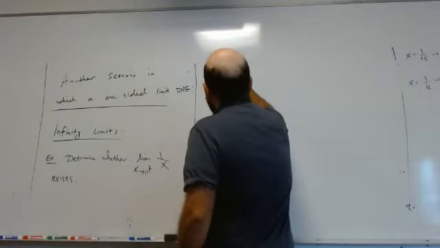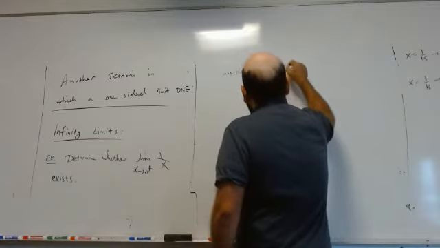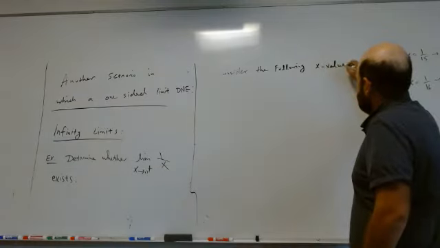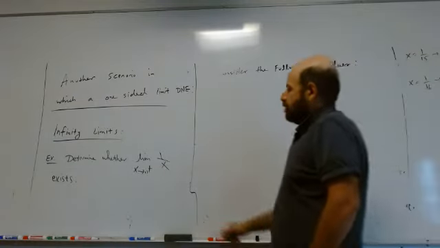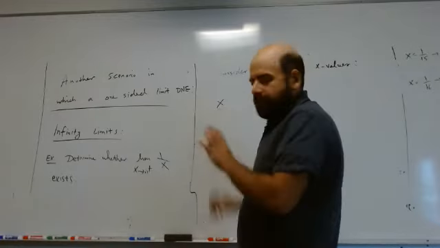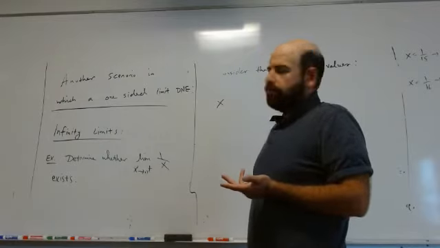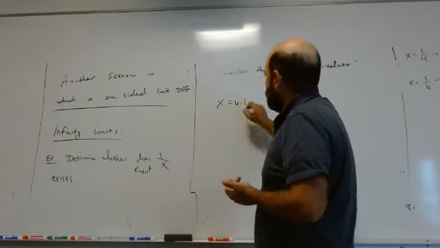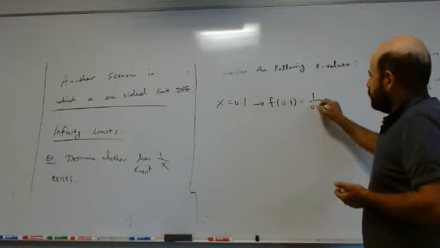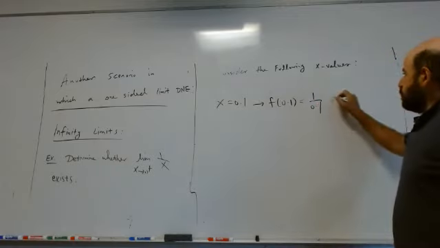To consider the following x values. So x has to get closer and closer to 0 from right. So it has to be bigger than 0 and also at the same time close to 0. So we can start with 0.1. If x is 0.1, then f of 0.1 means 1 over 0.1. My f of x here is 1 over x. And 1 over 0.1 means 10.